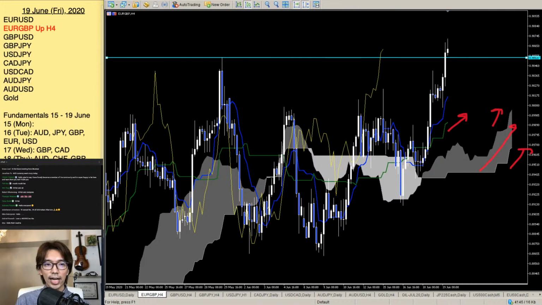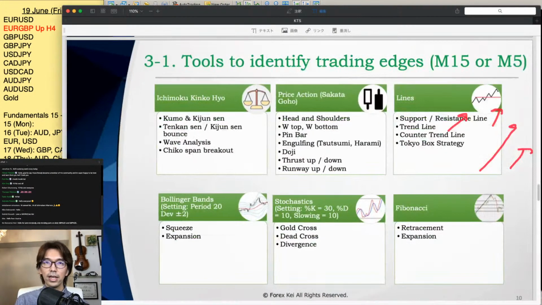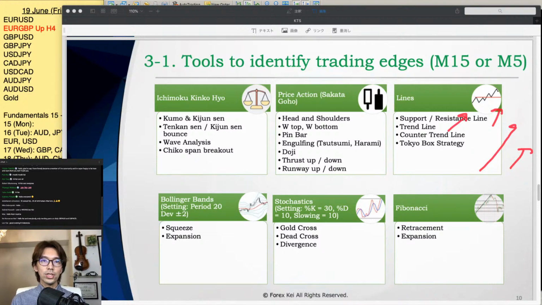So today is actually my own strategy day. I will talk about Ichimoku, but also some of my own strategies too. Basically, these are the indicators and tools that I usually use to take trades.